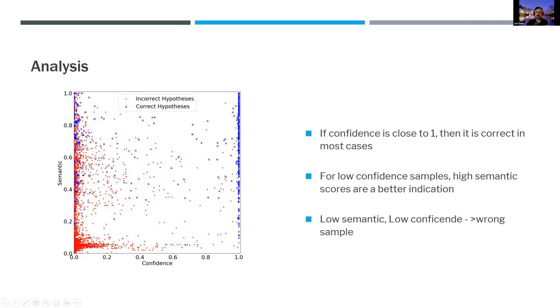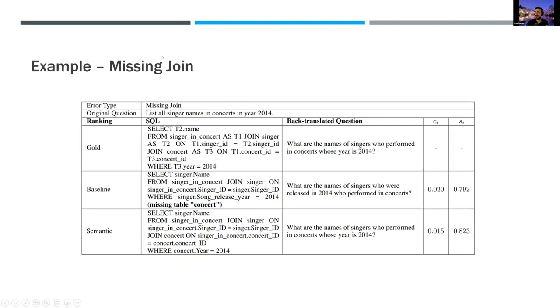So let's look at a couple of examples. Here we have one where it sort of forgot to add a join. And we see, for instance, that the confidence scores are the same for the two hypotheses. However, if we look at the semantic similarity score, then the correct hypothesis has a higher score. So this is one example where we have to sort of disregard the confidence score a bit and put more emphasis on the semantic similarity score.